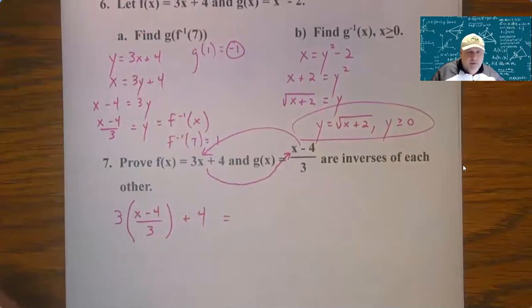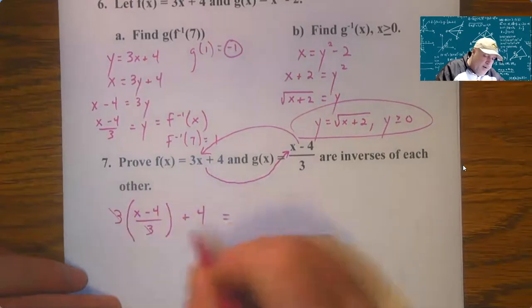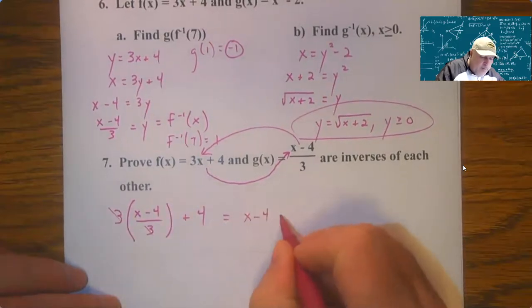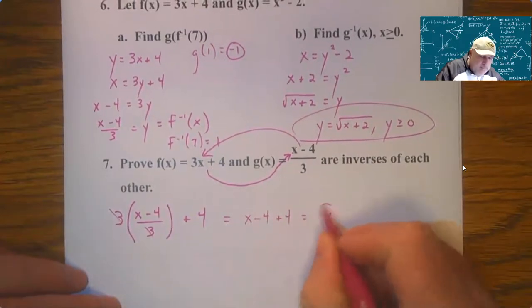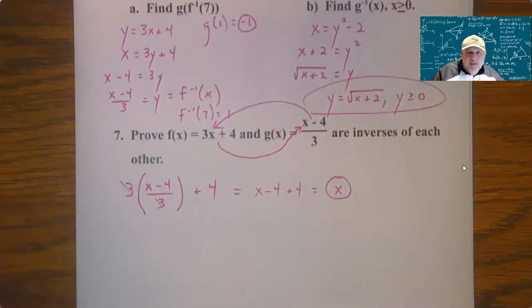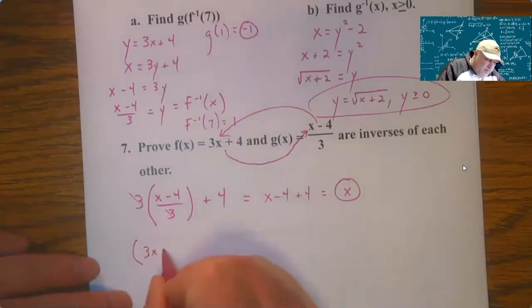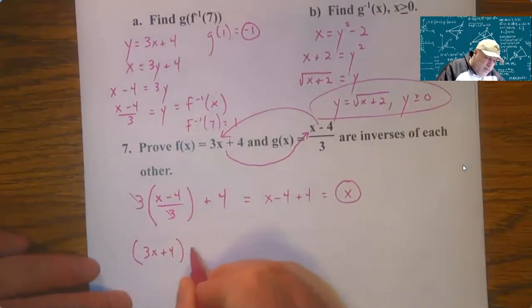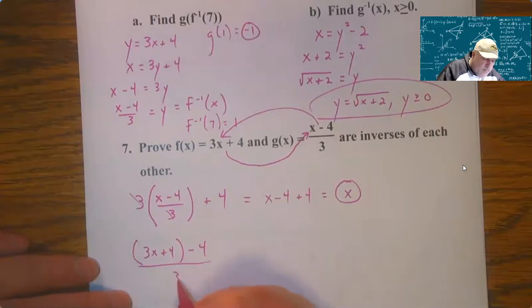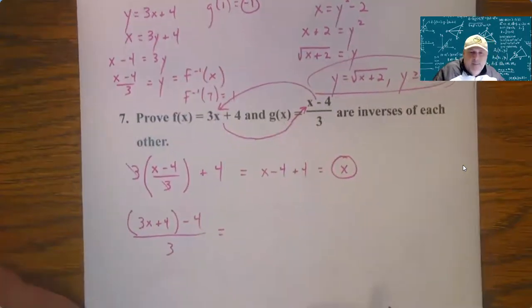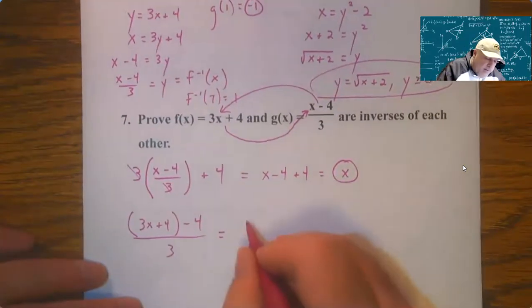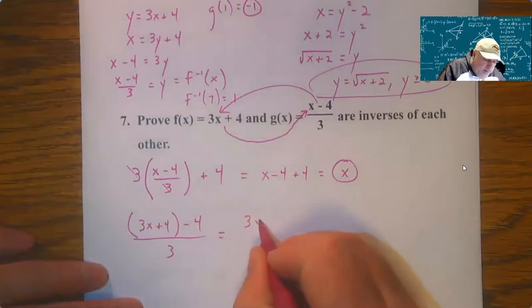And each time we do it, we have to get x. If we don't get x, then something goes wrong. So these will drop out, and we have x minus 4 plus 4. That equals x. Okay, so now the other way, so the 3x plus 4 goes in for x. And now with simplifying this, we have to get x. So the 4's will drop out.